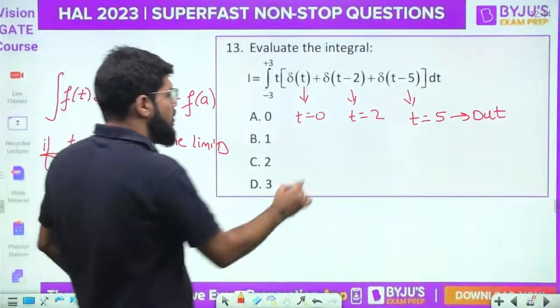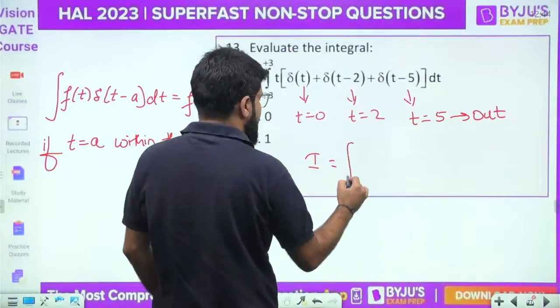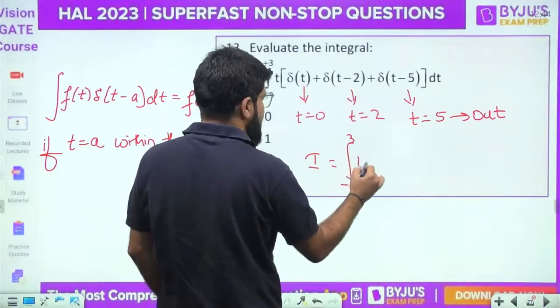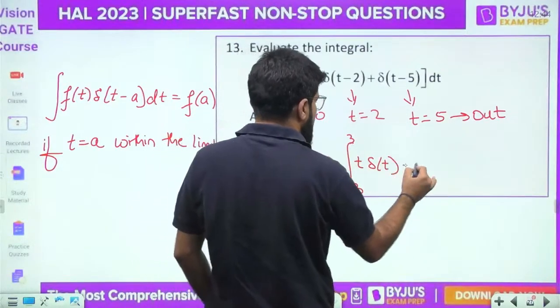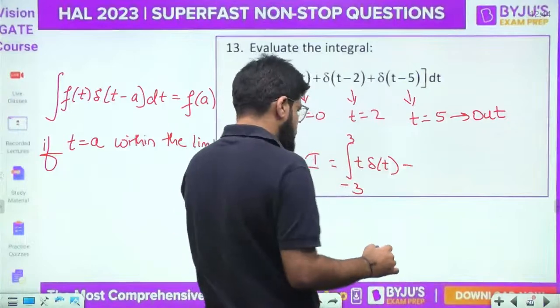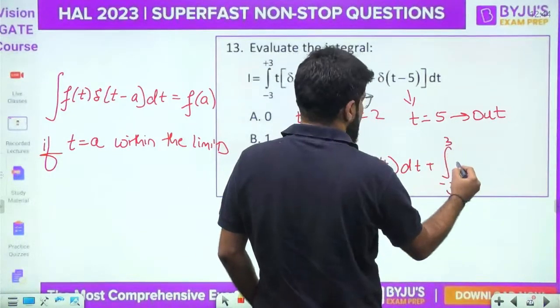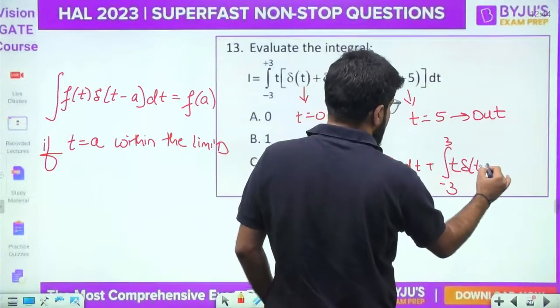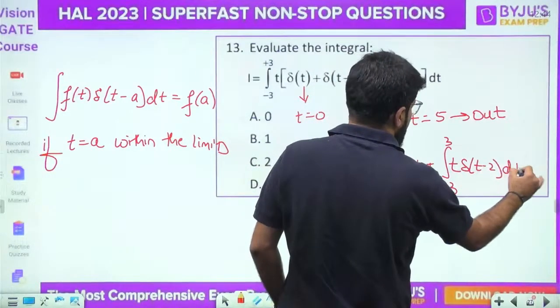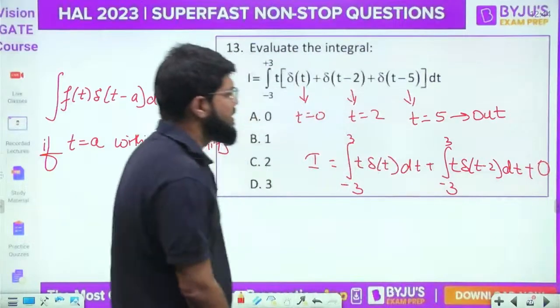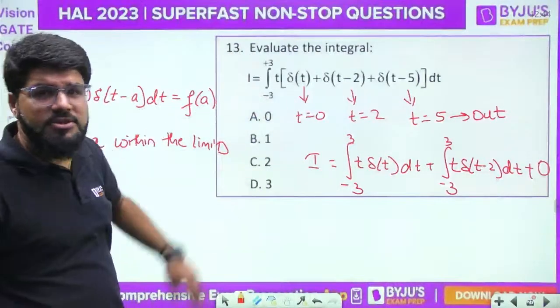So what is going to be the value of the integral? I can write it as the integral from minus 3 to 3 of t delta t dt, plus the integral from minus 3 to 3 of t delta t minus 2 dt, and plus 0. The last one I am directly writing as 0, because the impulse is outside the limits of integration.